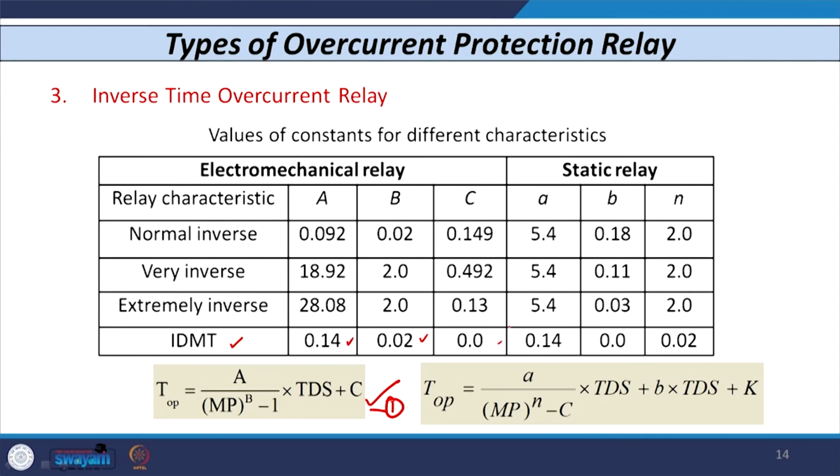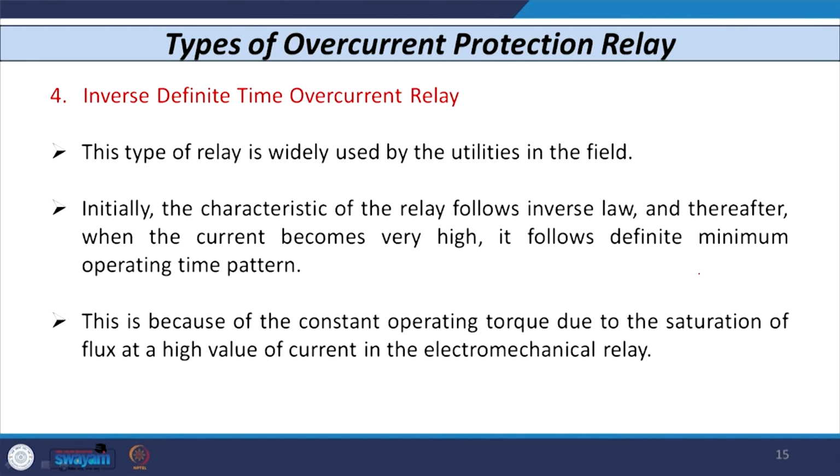In the same way for static relays, the equation is shown below, that is equation 2. We can select the appropriate values of small a, small b and small n, and for each specific type of characteristic, by selecting these values, we can achieve the different types of characteristic.